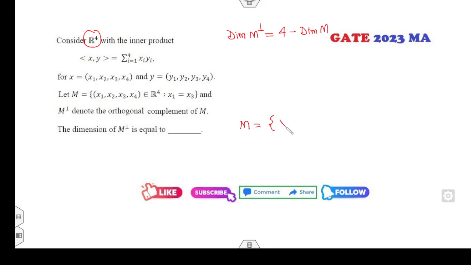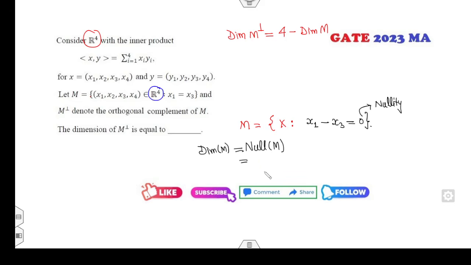M is the collection of all those x such that x1 minus x3 is equal to 0. Now, the right-hand side is 0, which means your target is to find the nullity of M. So what is the nullity? Nullity of M is basically the dimension of M. So for nullity, you can apply the rank-nullity theorem.